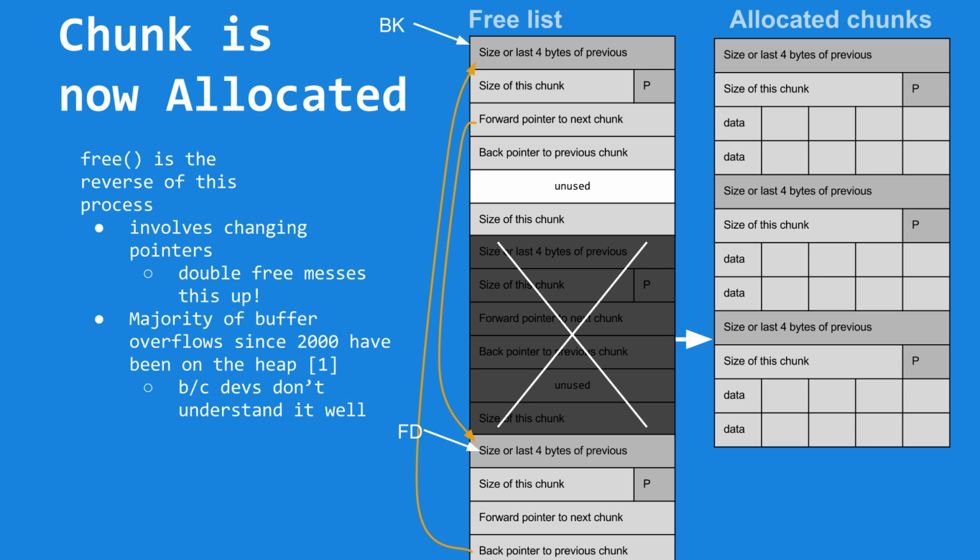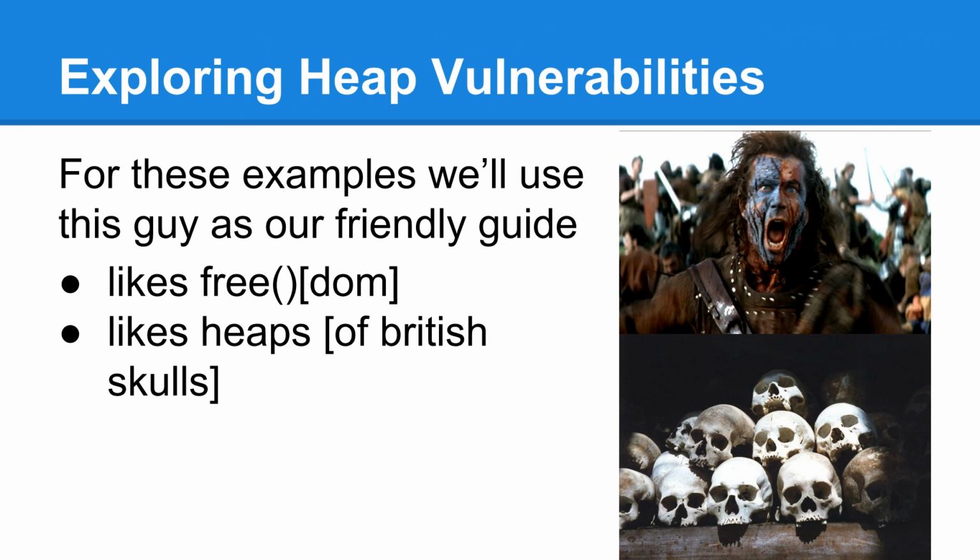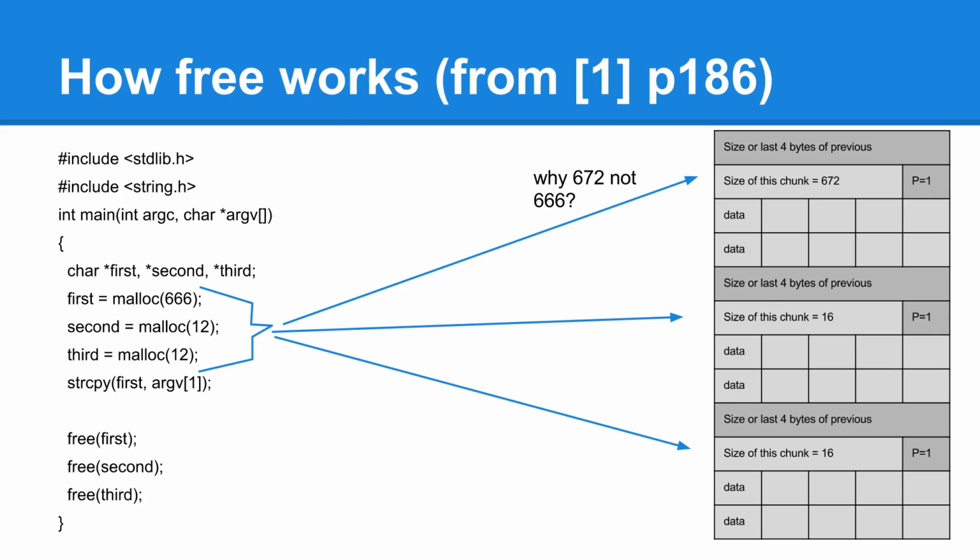And also it's important to cover this because the majority of buffer overflows since 2000 have been on the heap. And it's one of those aspects of C that developers just don't understand as well as other aspects. So let's use this totally sane and not racist guy to explain heap vulnerabilities. He really likes frees and he really likes heaps. So let's cover this basic code.